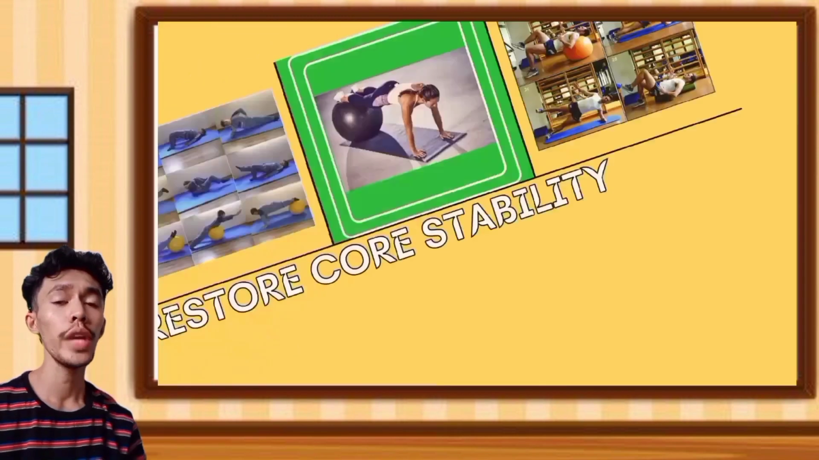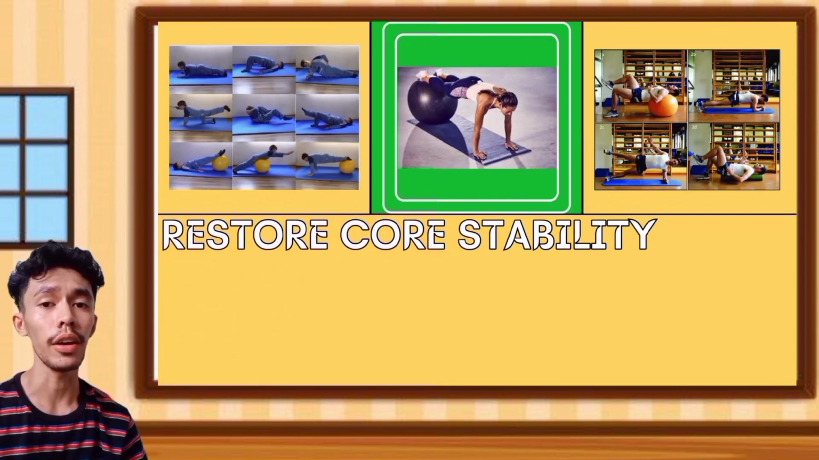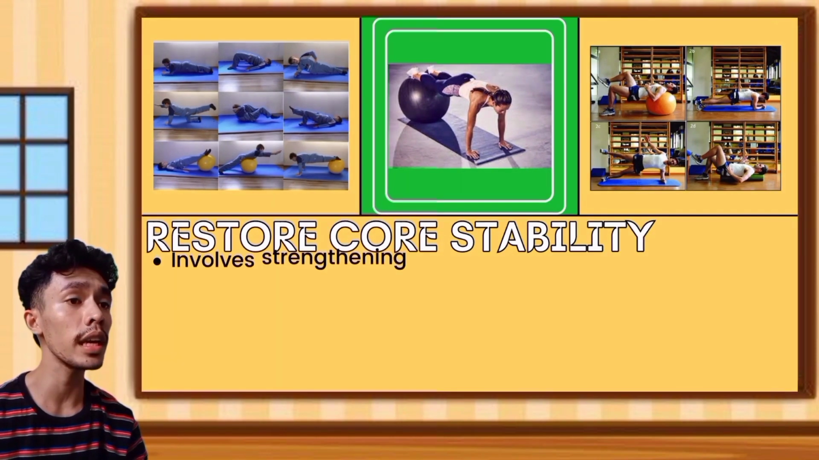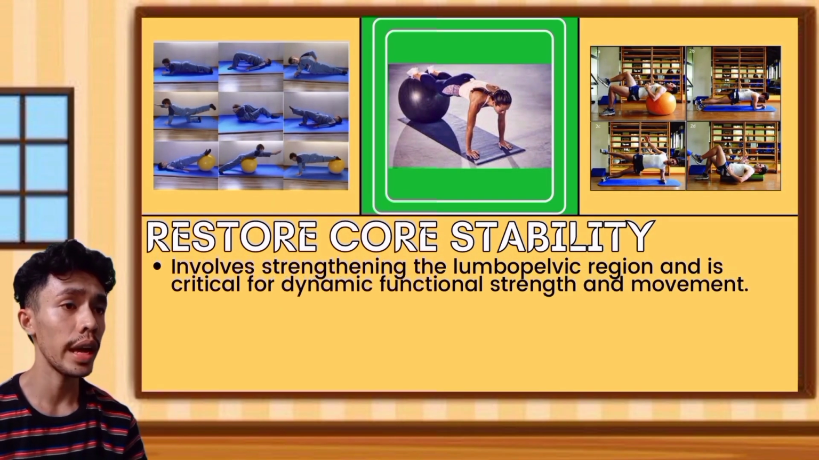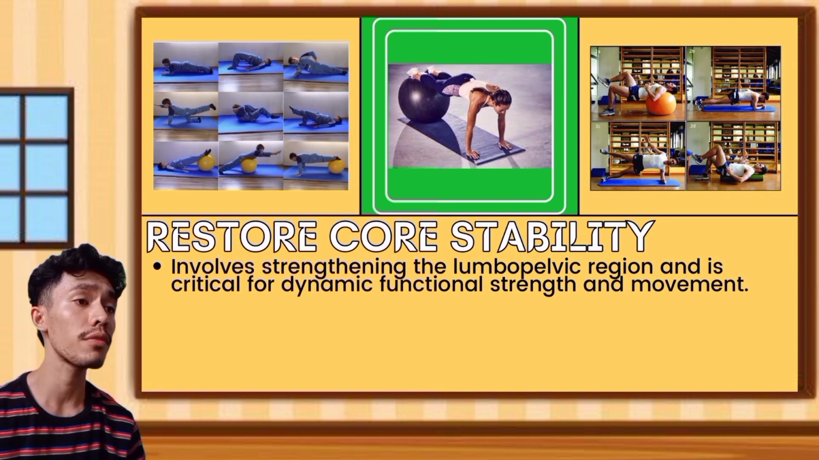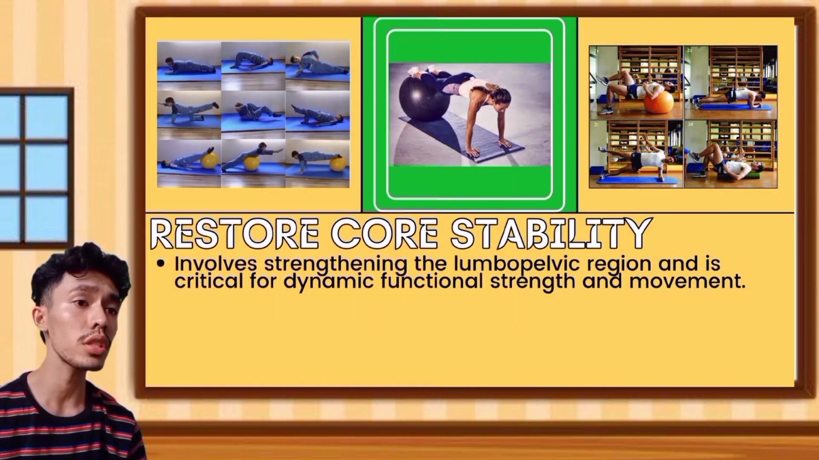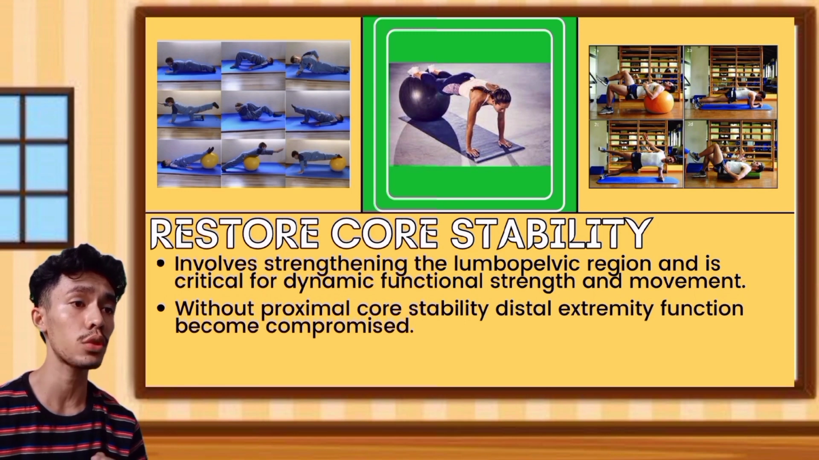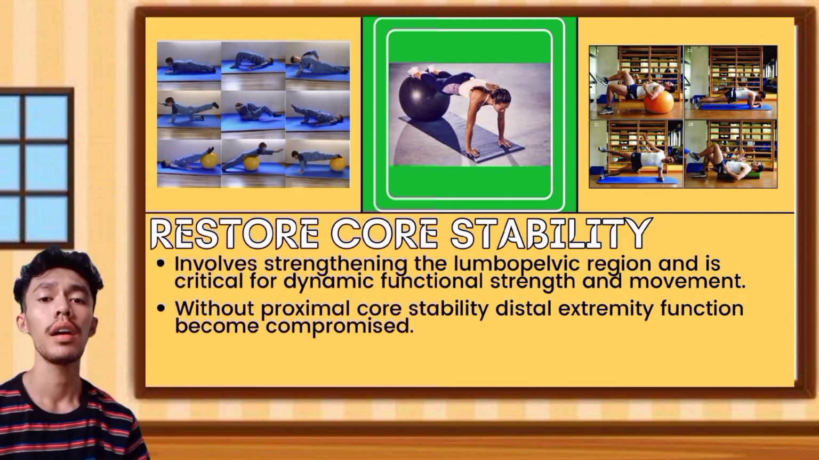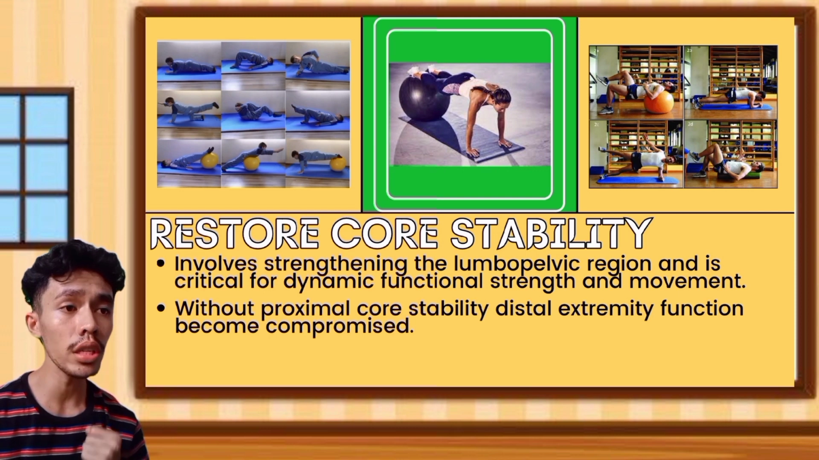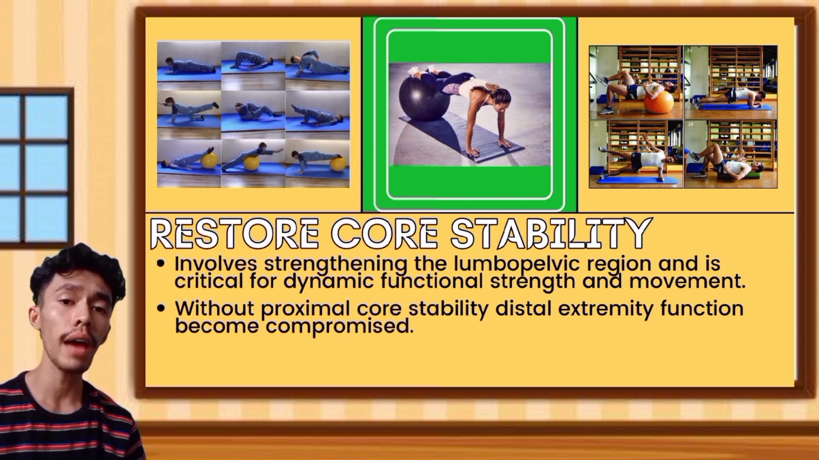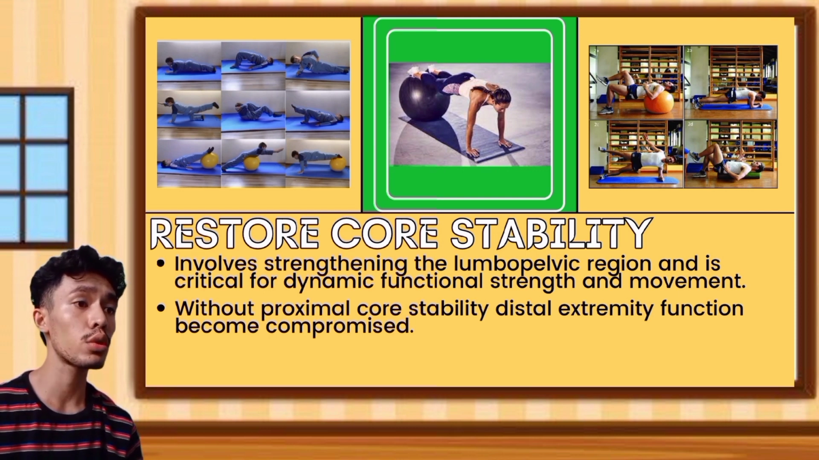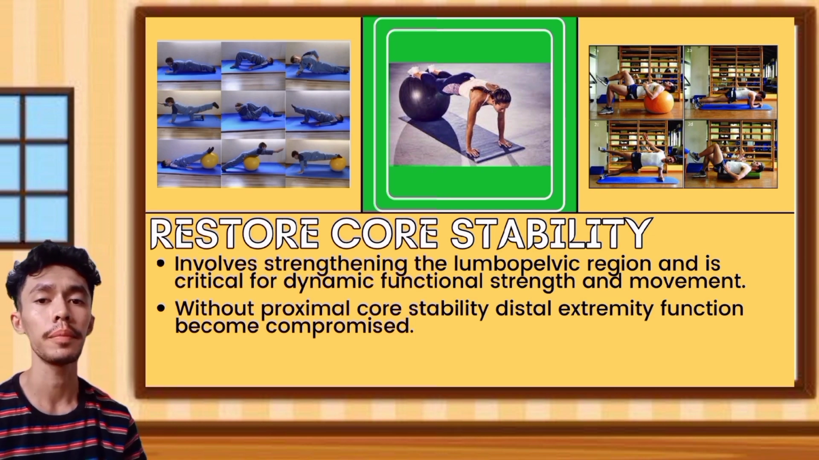Now, restoring core stability. This involves strengthening the lumbopelvic region and is critical for dynamic functional strength and movement. Without proximal core stability, distal extremity function becomes compromised. So core strength and power must be emphasized early in the strength training program.